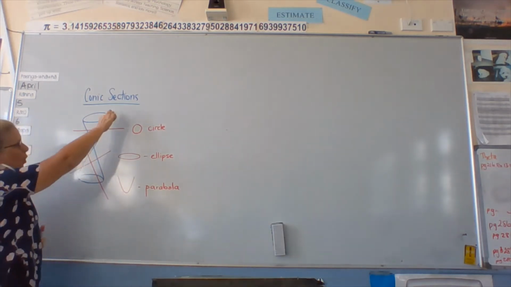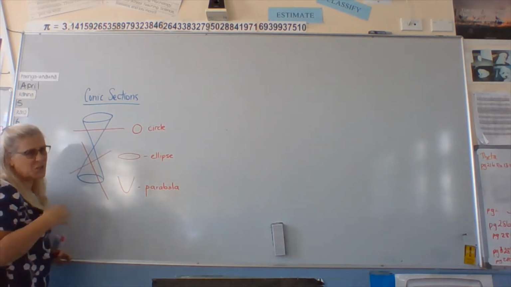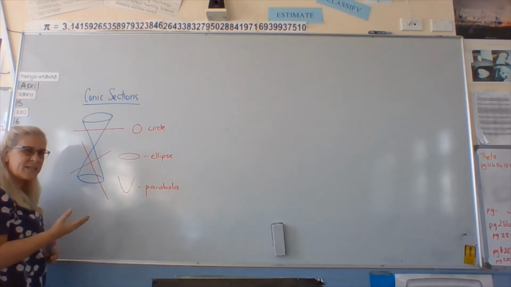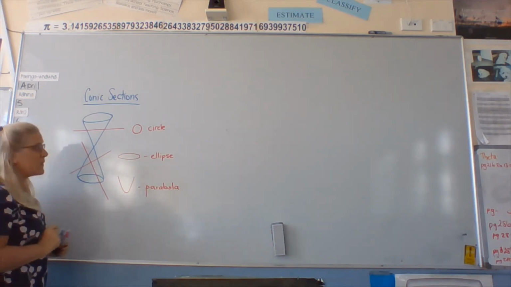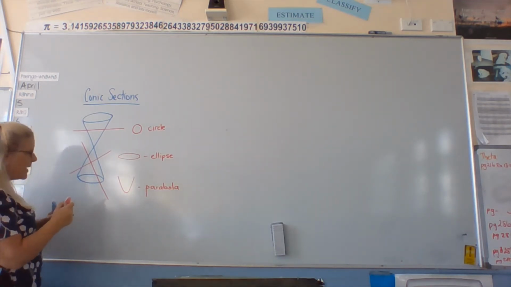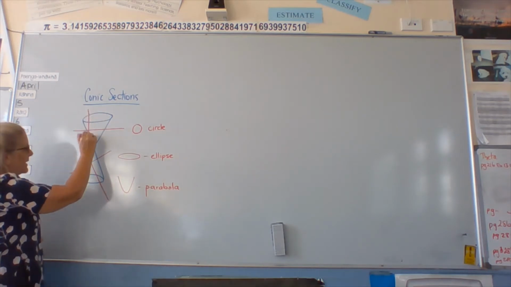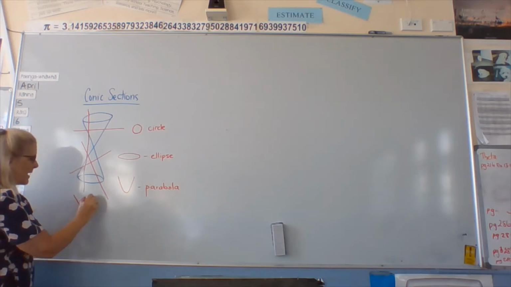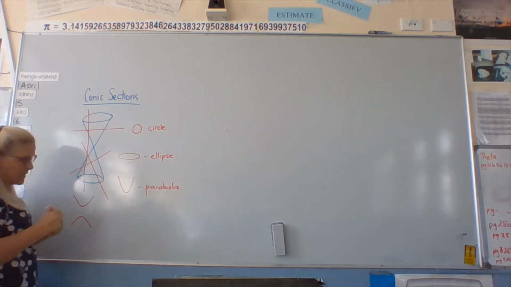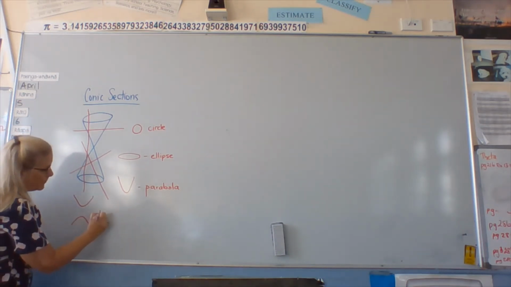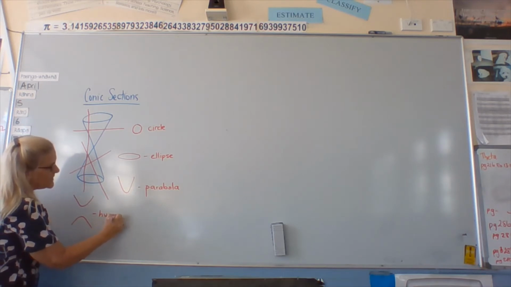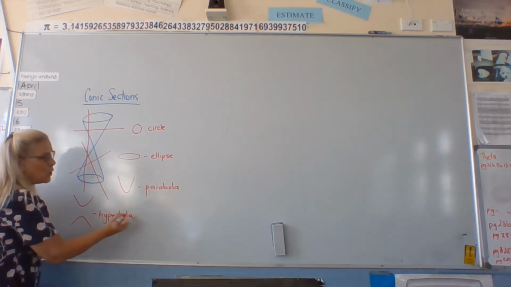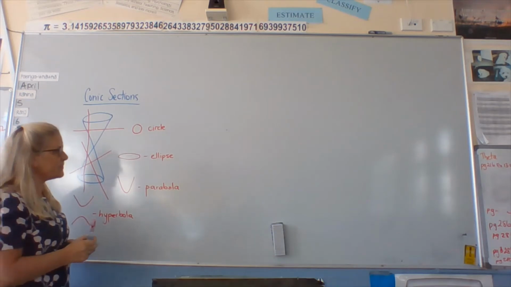If we were to cut on that line, it would be straight. So straight lines actually are part of conics, but they're not the conics we're interested in. And the last one is if we cut a straight line down here, we get two bits. One that looks like this and one that looks like this. And that's called a hyperbola. We're going to be looking at each of these separately. Today, we're going to start with circles.